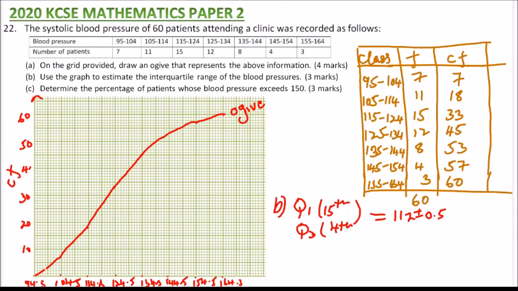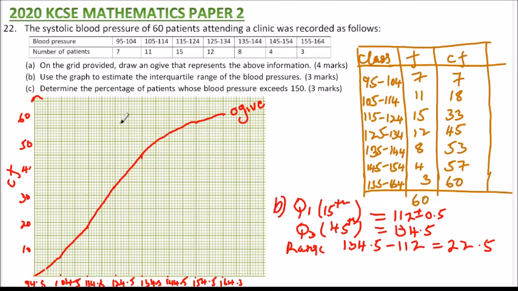Then you have the third quartile, which will be at 45. That is the 45th data, which will be here. So if you read that value, you will be able to get 134.5, and therefore the range will be 134.5 minus 112, and that will give you 22.5. So that is the interquartile range.